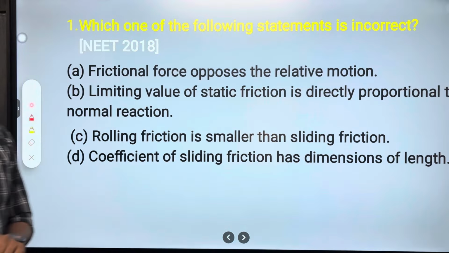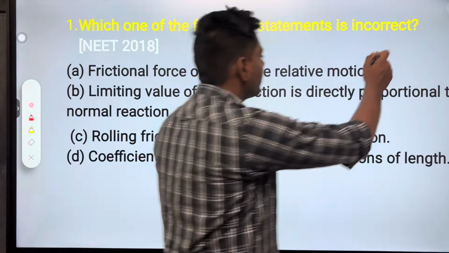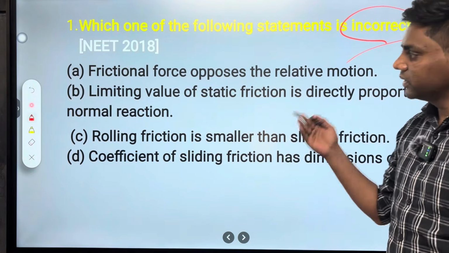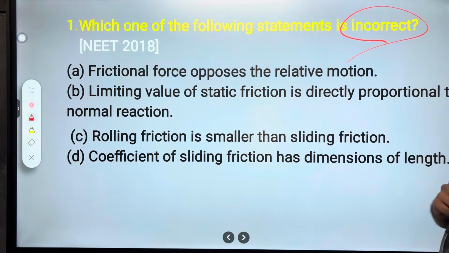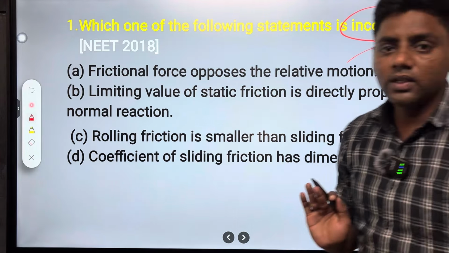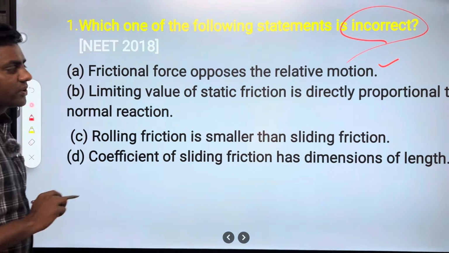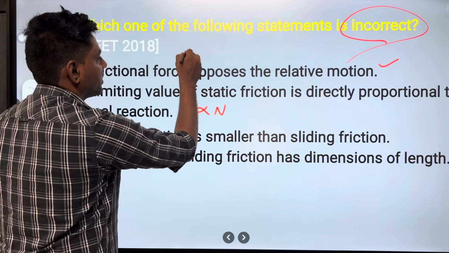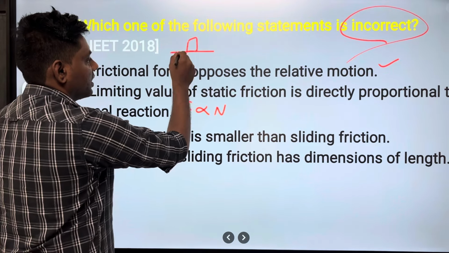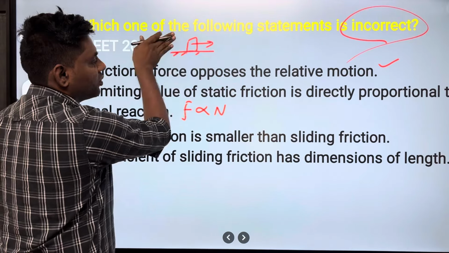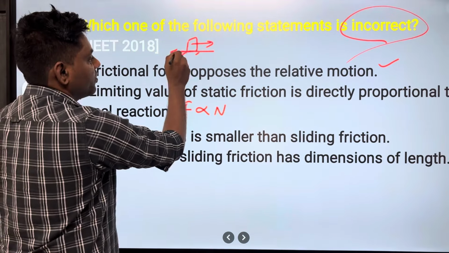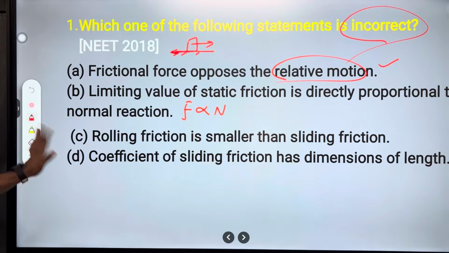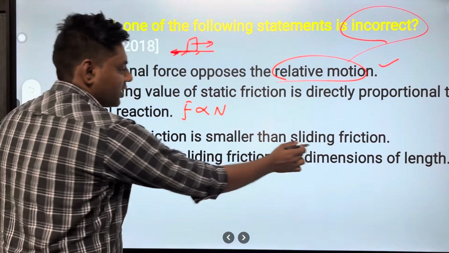Next, which of the following statements is incorrect? Means there are 4 statements, 3 will be correct and 1 will be incorrect. So we read one by one. First, the frictional force opposes the relative motion. Yes, definitely it is correct. Second, limiting value of static friction is directly proportional to the normal reaction. Yes, frictional force is directly proportional to the normal reaction. When the object is on the surface and we apply force, whenever it moves to the right, the frictional force is created in the opposite direction. So it opposes the relative motion. Both statements are correct.